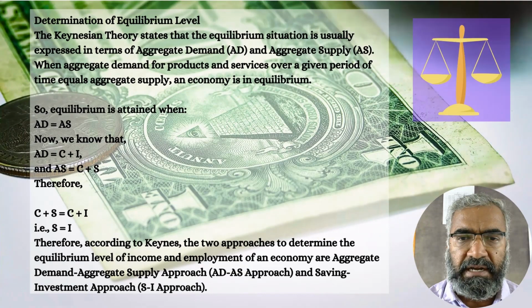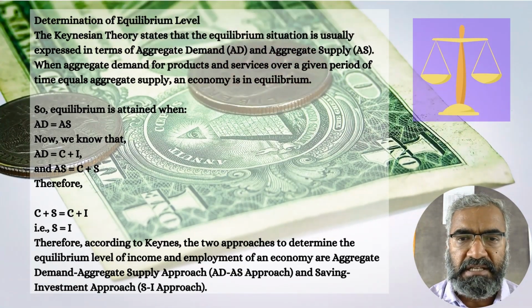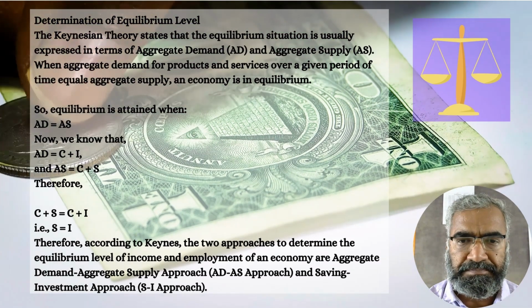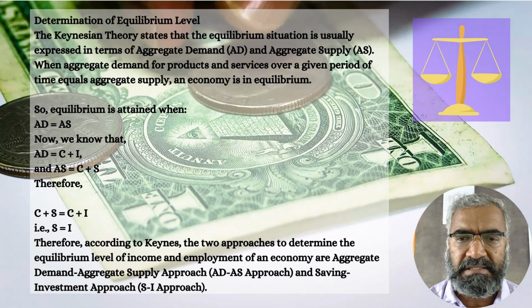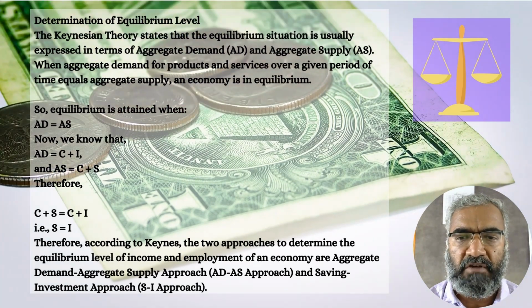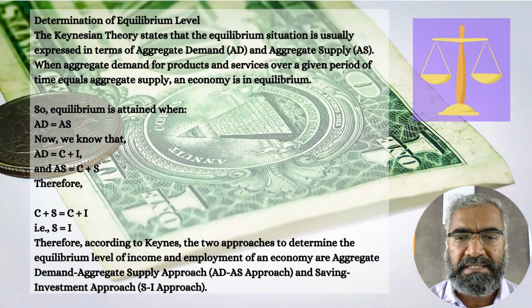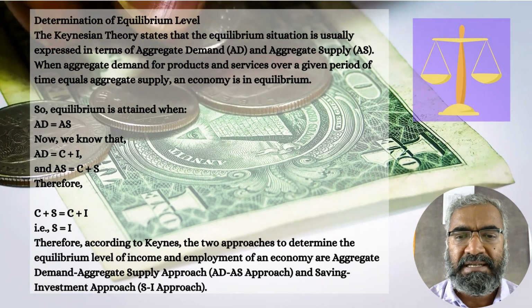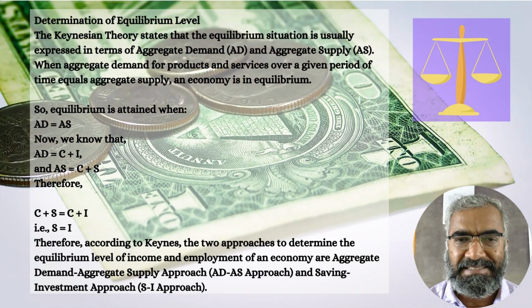Now we know that AD equals C plus I and AS equals C plus S. Therefore C plus S equals C plus I, that is S equals I. Therefore, according to Keynes, the two approaches to determine the equilibrium level of income and employment of an economy are the aggregate demand, aggregate supply approach, that is the AD-AS approach, and the saving investment approach, that is the SI approach.